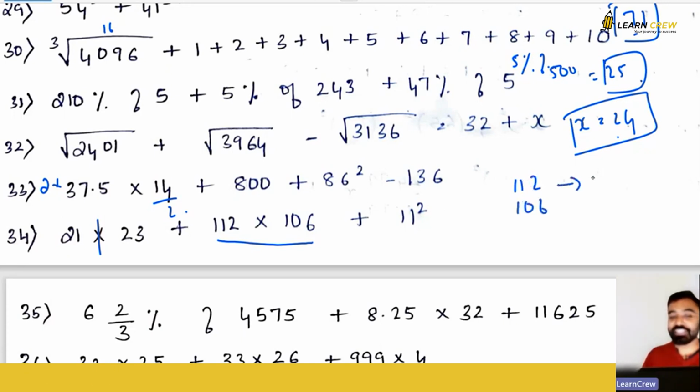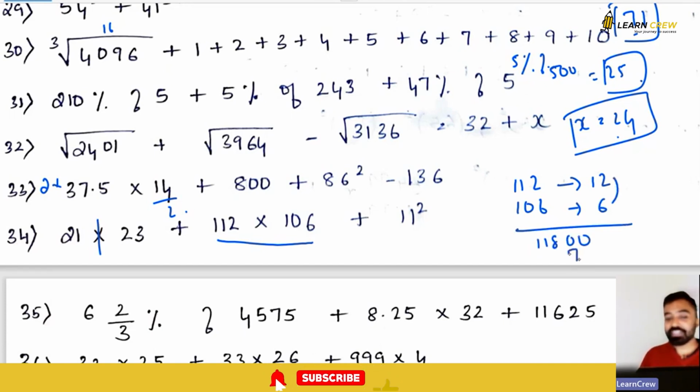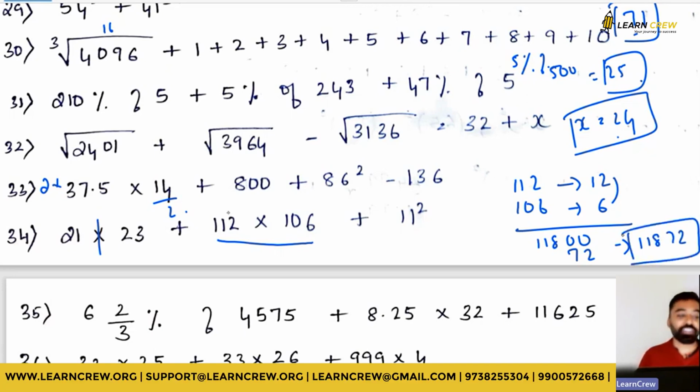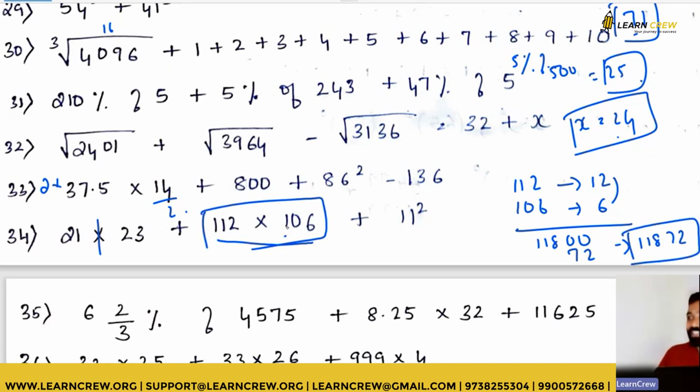How much is it more than 100? 12. How much is it more than 100? 6. This becomes 118, 00. So then 12 6s are 72. This becomes 11872. This is the answer for this one. Remember or don't remember? You don't remember it?